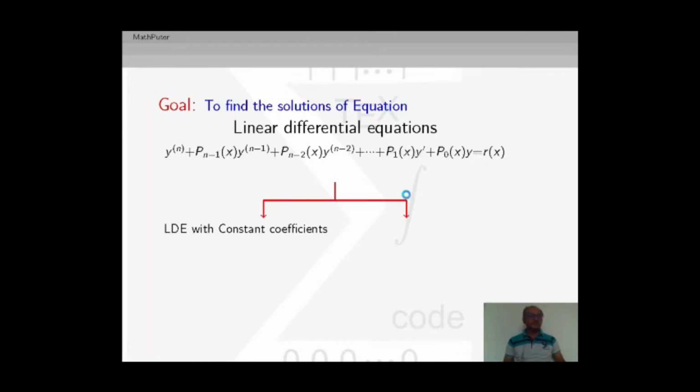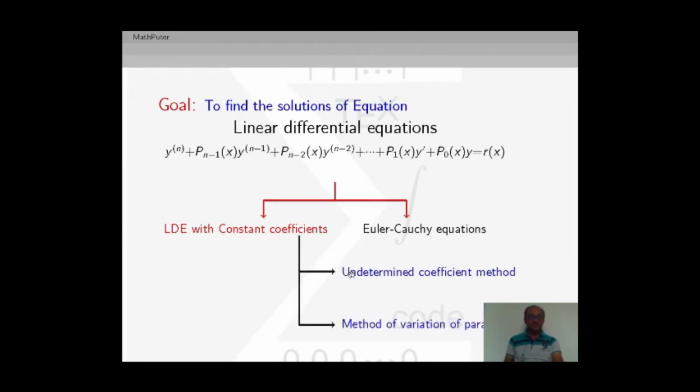The next is Euler-Cauchy equations. Today we shall not discuss the particular form of Euler-Cauchy equations. Today we shall discuss only linear differential equations with constant coefficients. Okay, to find the solution of a linear differential equation with constant coefficients, we use two methods: the undetermined coefficient method and the method of variation of parameters.